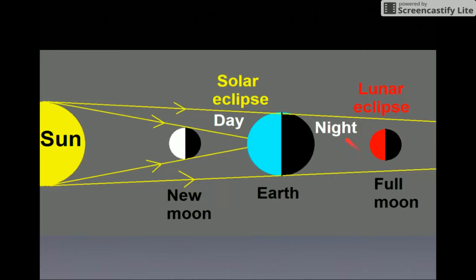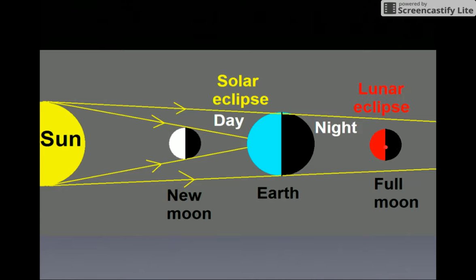So we have two types of eclipses. The solar is when the sun is blocked. The view is blocked from Earth by the moon. And the lunar eclipse is when the Earth blocks the sunlight to the moon.